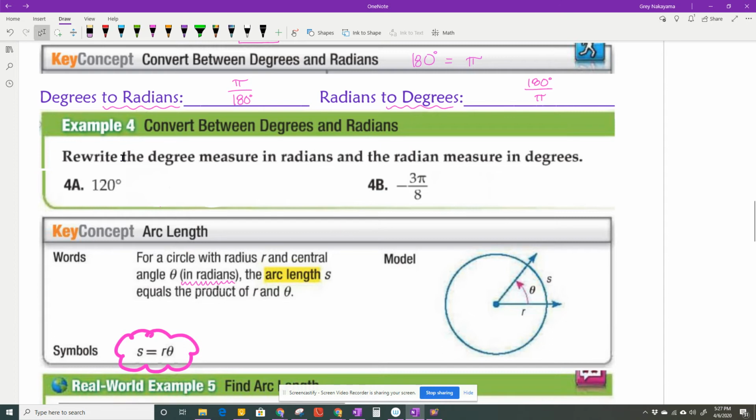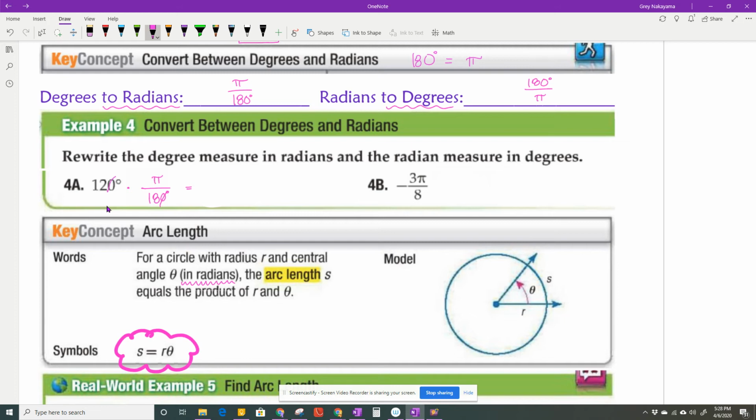So look at this example here. It says rewrite the degree measure in radians and the radian measure in degrees. So that's my degree measure. I want to go to radians. So if I want to go to radians, then I'm going to multiply by 180 over pi. Now, what you got to remember, easy way to do it, if I've got a 0 in both of them, I can cross out the zeros. So that's 12 pi over 18.